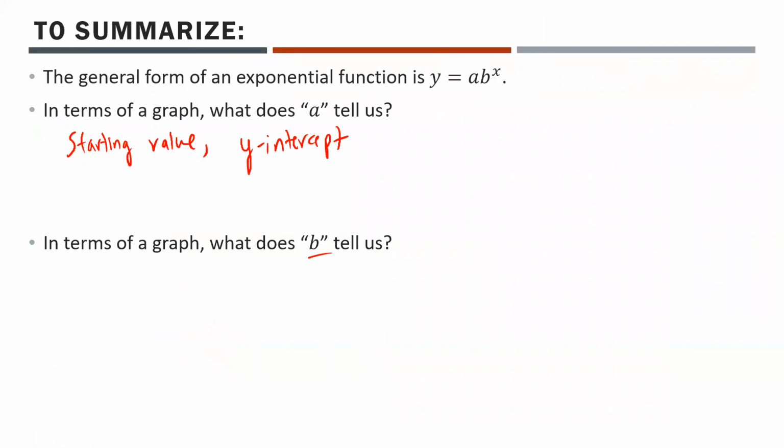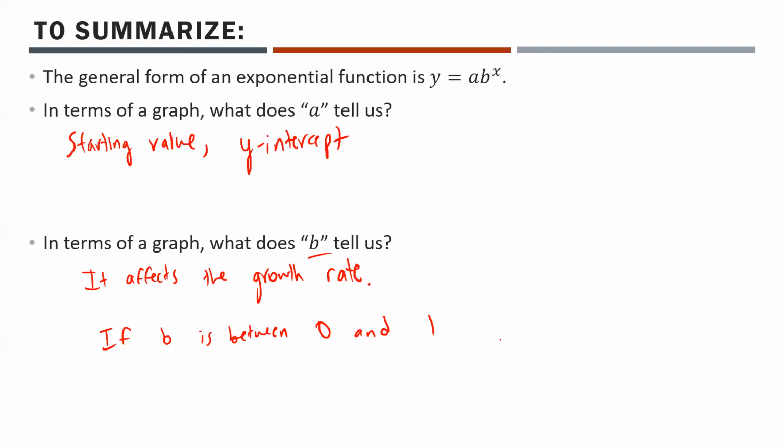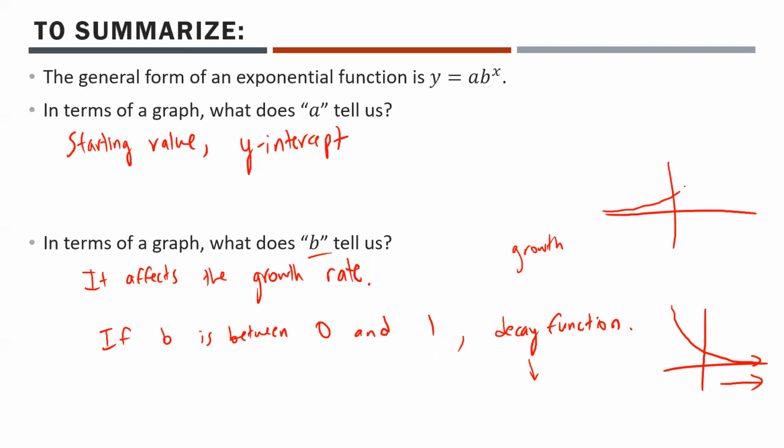Basically, what you can say in terms of a graph is it affects the growth rate. So the higher the b value, the faster it's going to grow. Another thing to make note of is if b is between 0 and 1, kind of like it was when it was 1/2, you'll have what's called a decay function. And a decay function takes this kind of an appearance, because as x is increasing, your value of y is decaying, it's decreasing. If the b value is greater than 1, you'll have the growth function. And a growth function, of course, looks like all the others, where it looked more like that.